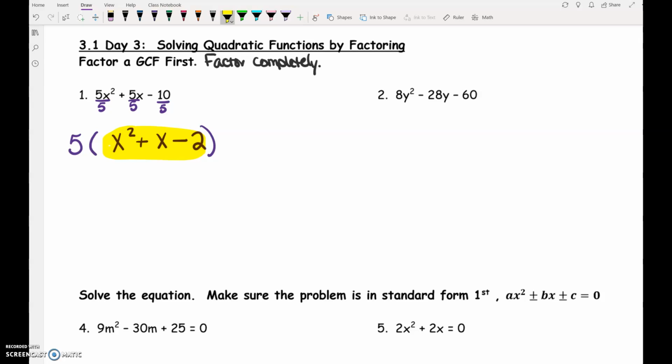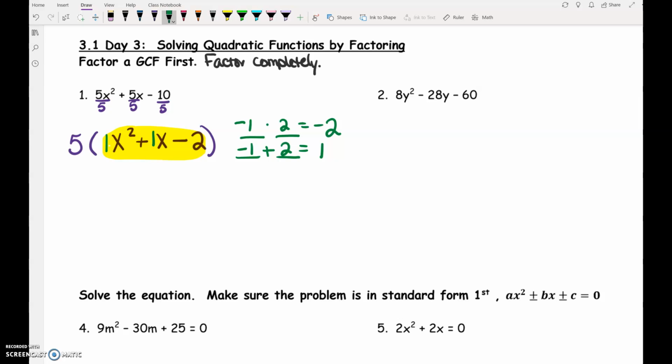And because we factored out the 5, this is going to be easier to factor because there is a 1 in front of this x squared. So we're looking for 2 numbers that multiply to give us negative 2 and add up to positive 1 because of the 1 that's right there. Ways to multiply to get 2: 1 times 2. So it would need to be negative 1 and positive 2.